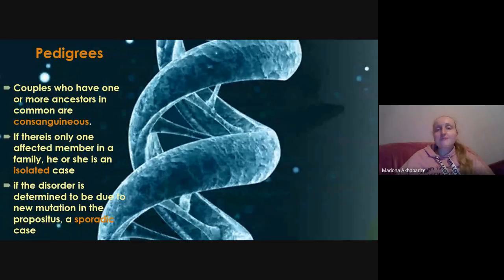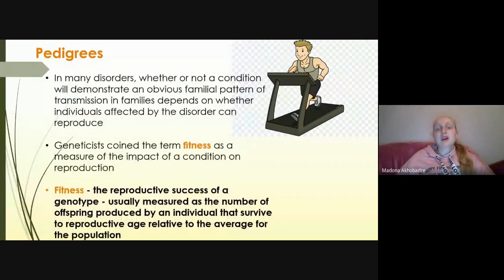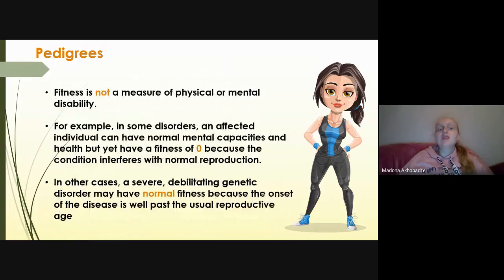So, okay. Now let's talk about the other features of the pedigrees, like fitness. Fitness is not what you think. It is the reproductive ability of the diseased one, of the one carrying the problem. So it's the measure of the impact of the condition on reproduction. It's the reproductive success of the genotype, usually measured as the number of offspring produced by the individual that survive the reproductive age relative to the average of the population. Okay, it's not linked with mental or physical ability.